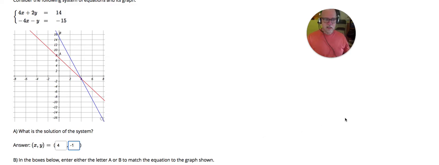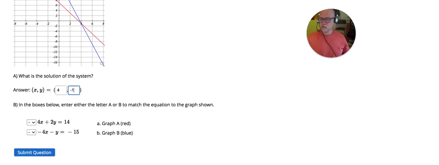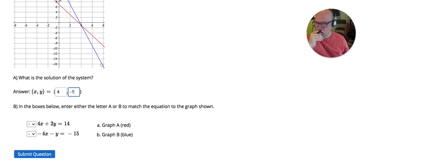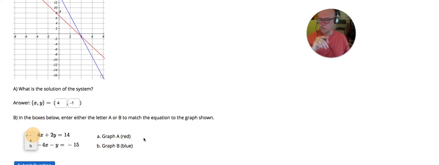All right. In the boxes below, indicate whether it is the letter A or B to match the equation to the graph shown. Okay, so what does that mean? Which one of these is 4x plus 2y equals 14, and which one of these is -4x minus y equals 15? Looking at this and trying to decide what to do, my selection would be to take this one and rewrite it. Okay, so I'm going to rewrite that second equation here to see which one this is.